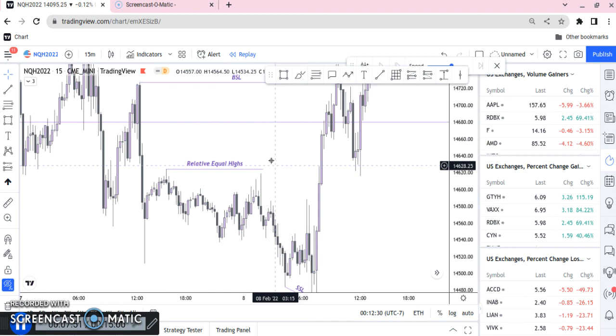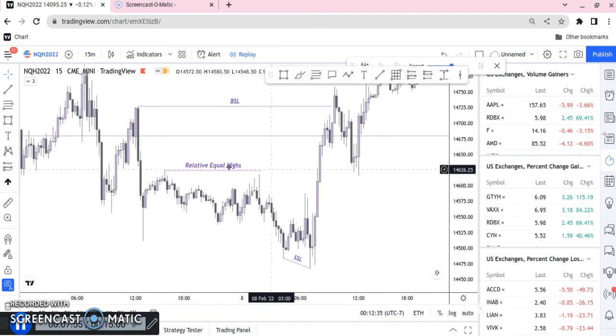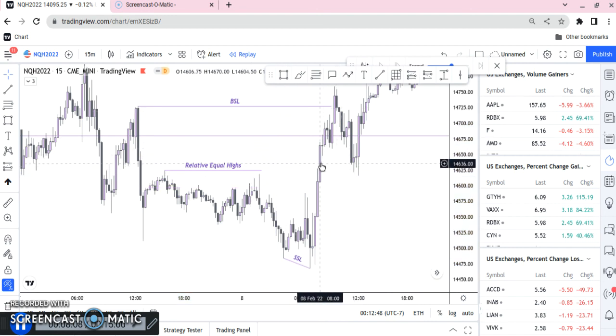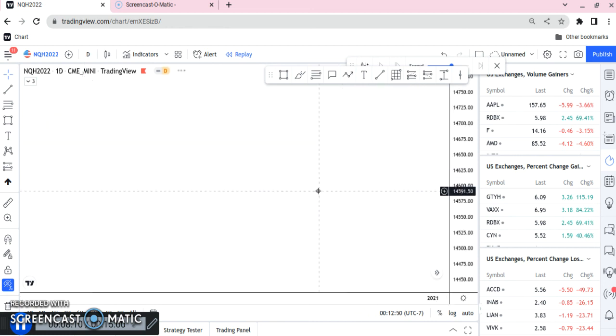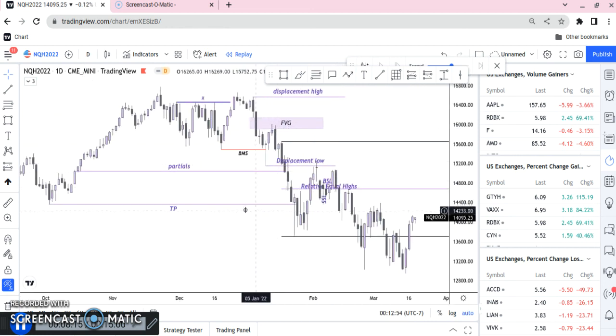And if you were to get a fib from here to here, you can see that here is just above equilibrium, which is why we would target here mostly instead of here. And yeah, that's pretty much how it works. How we can further have confirmation that price will head in our direction.